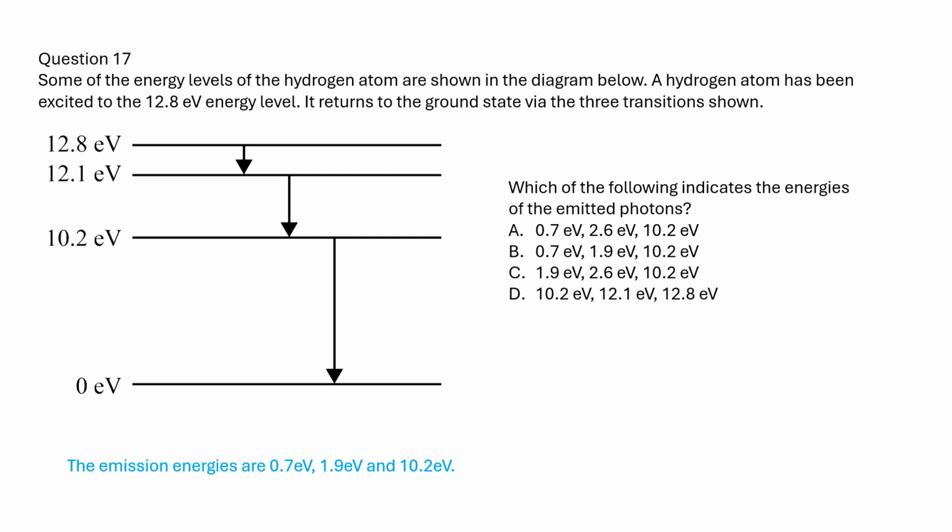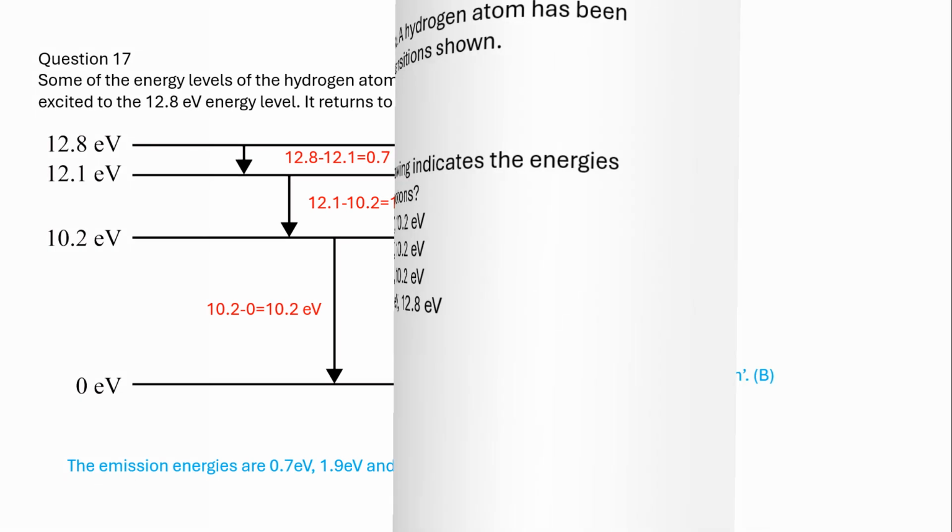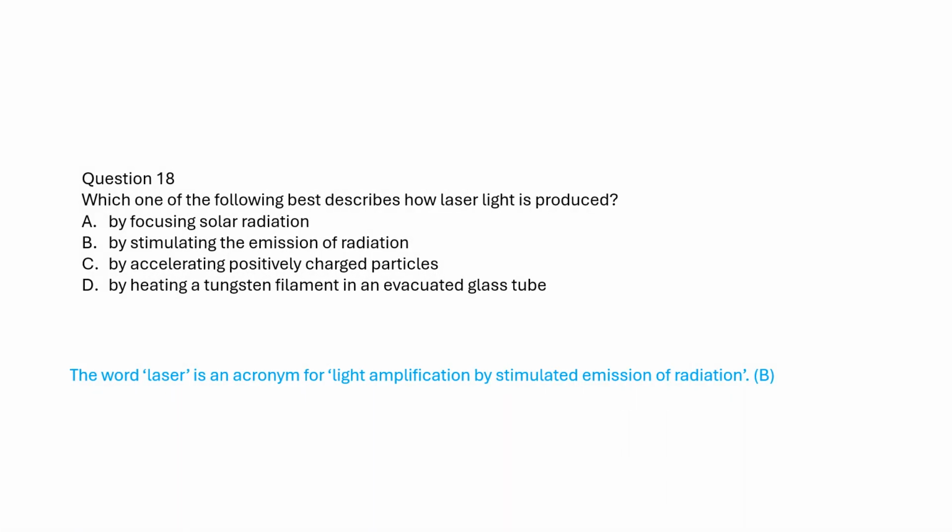The gaps between lines are 0.7, 1.9, and 10.2 electron volts, so B is correct. The word laser is an acronym for light amplification by stimulated emission of radiation. So, B is correct.